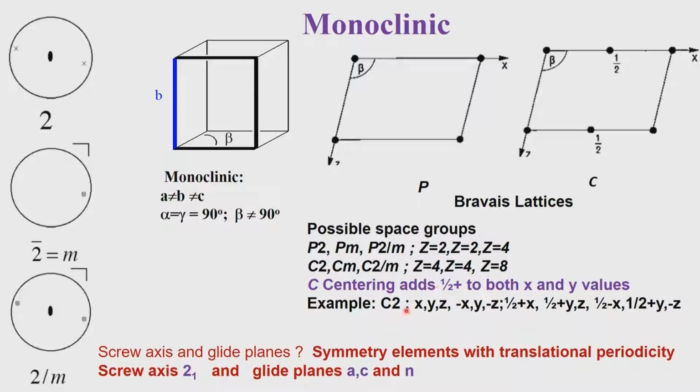I have given the example of C2, the equivalent points in C2 are x, y, z and minus x, y, minus z, because it is a two-fold operation. Now, these are the two operations which are generated by the point group symmetry. The lattice symmetry now generates two other points. So, this gives us half plus x, half plus y, z, and half minus x, half plus y, minus z. So, you will have 4 equivalent points in case of the C centered lattice.